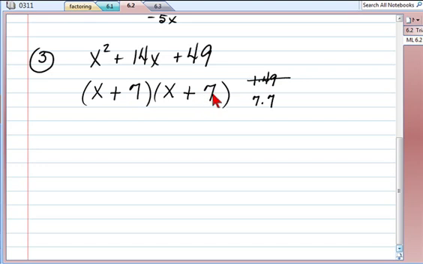I'm not going to feel fully confident until I do FOIL with my potential answer. The product of the first is x squared. The outer product is 7x. The inner product is 7x. Those add up to be 14x. The product of the last is 49. Say you're taking a test for me, you don't have to show me that you're checking this, but I think you should at least mentally check it. All right, number 4.